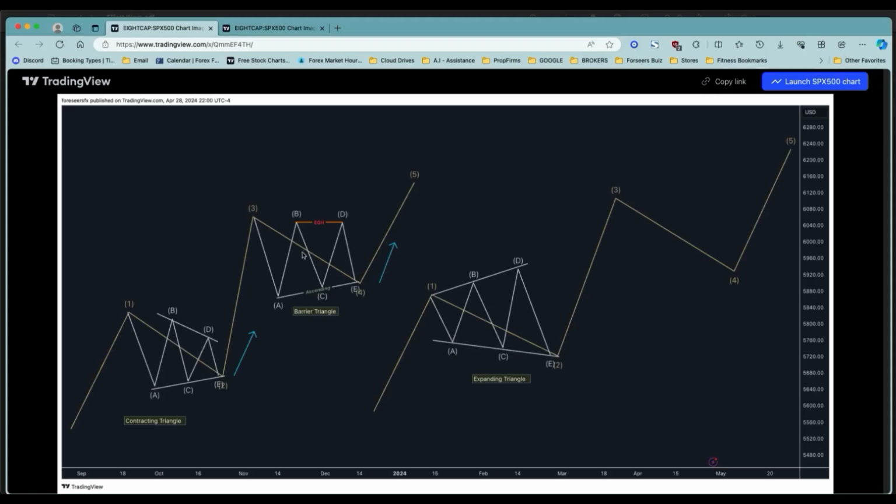And again, I grouped them all in different corrective waves here, because I didn't want to make more examples, I just wanted to fit them all in one. So anyways, you have your contracting triangle, A, B, C, D, and E. You have your barrier triangle, some call it ascending, whatever, A, B, C, D, and E. As you can see, you have equal highs, B and D. And here you have your expanding, A, B, C, D, and E.